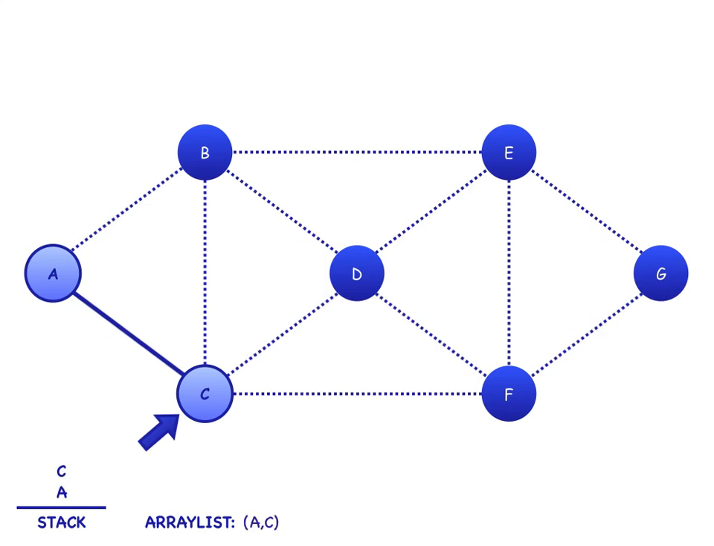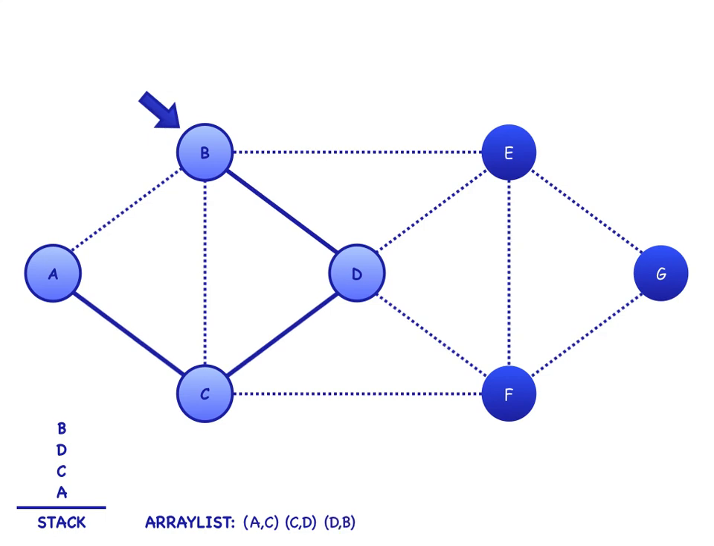Next, visit an adjacent unvisited vertex from C. D is one of those. We'll mark it as visited, push it onto the stack. Then the edge that connects C and D, we'll add it to the array list. Next, visit an adjacent unvisited vertex, mark it as visited, push it onto the stack. Then the edge that connects D and B, add it to the array list. Next, visit an unvisited adjacent vertex, mark it as visited, push it onto the stack, and then the edge that connects B and E, add it to the array list.